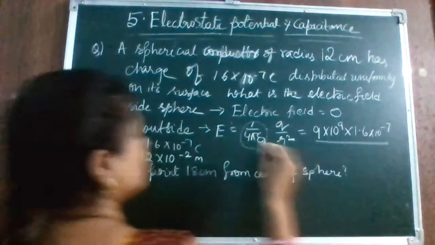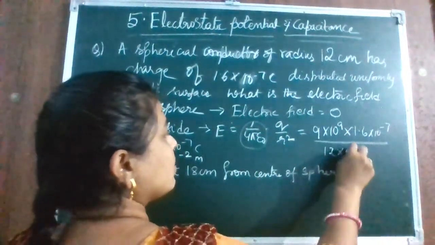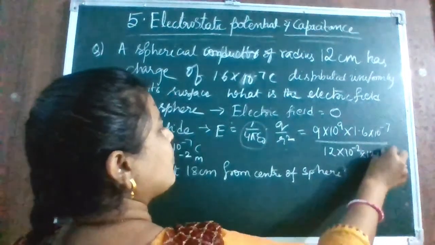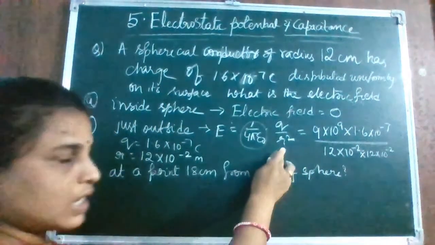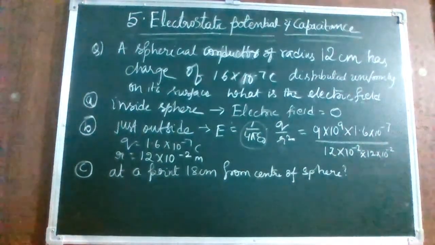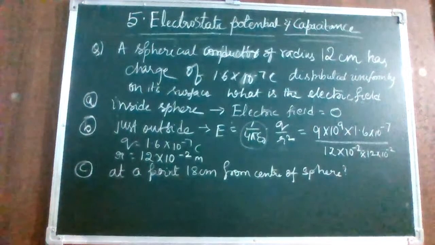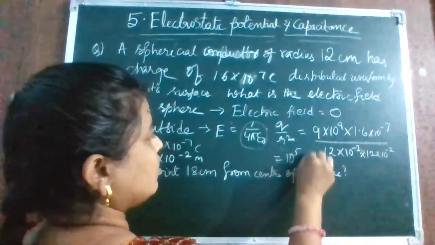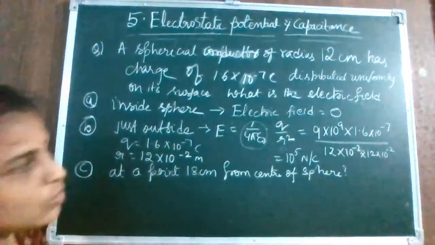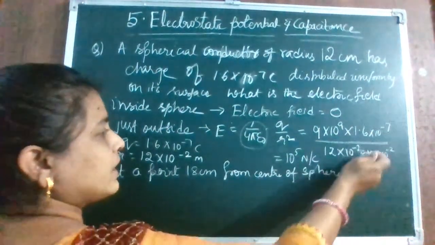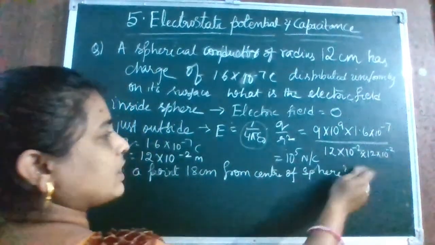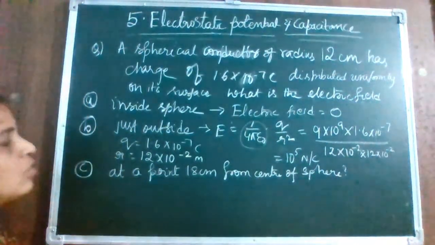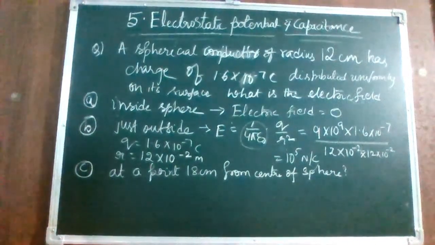We have to convert it. So 12 into 10 to the power of minus 2 into 12 into 10 to the power of minus 2, because it is r square. By solving that mathematical equation, we will get 10 to the power of 5 newton per coulomb. We can solve this easily, because 10 to the power of minus 2 times 10 to the power of minus 2 becomes 10 to the power of minus 4, and we can bring that to the numerator and solve. We will get 10 to the power of 5 newton per coulomb.